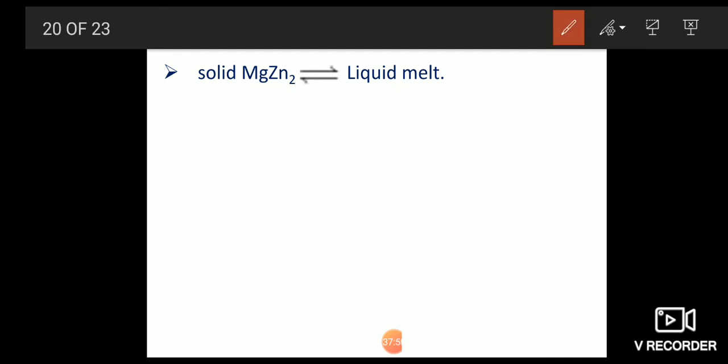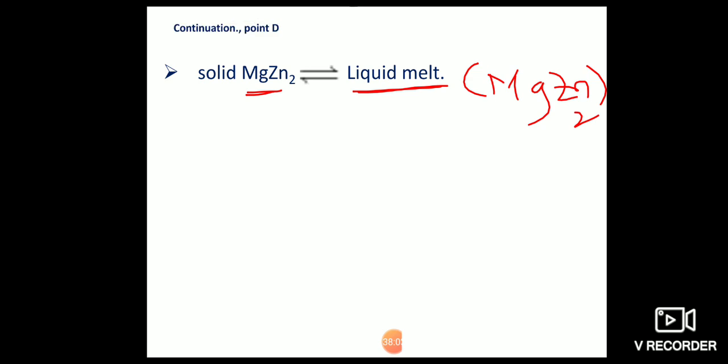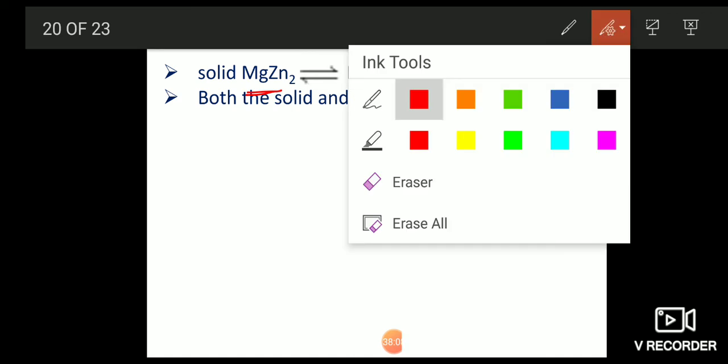Here the solid phase contains MgZn2 and the liquid also contains MgZn2 only. That we have to remember. Both the solid and liquid phases contain MgZn2. That is, the number of components is 1, because one chemical formula is enough to represent both solid and liquid phases. What is that chemical formula? MgZn2. One formula is enough. That's why the number of components is 1.